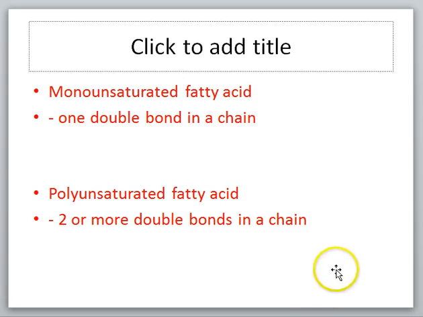Okay, so we also have these terms monounsaturated fatty acid and polyunsaturated fatty acid. Mono means one, poly means many. A monounsaturated fatty acid has 1 double bond in the chain. Polyunsaturated fatty acids have 2 or more double bonds in the chain.